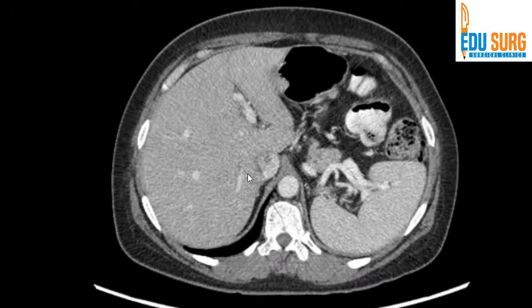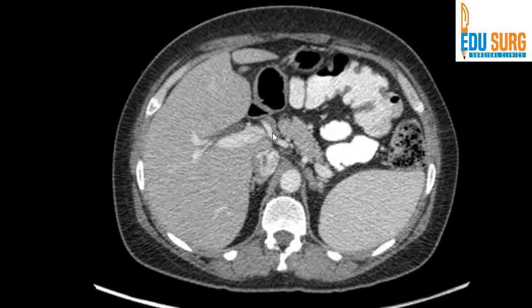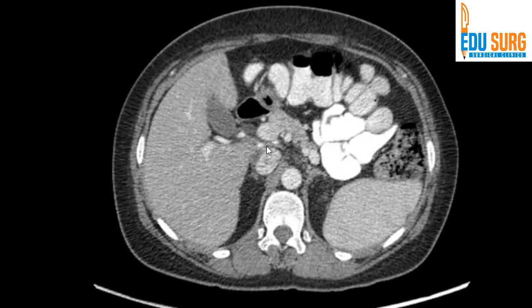When we go from above downwards, you can see the portal vein lighting up. So as we go from above downwards, you have to see the relationship of the tumor with the portal vein. As we have already discussed, one artery behind, one artery anterior. The anterior one to the portal vein is the normal one. This is the replaced one.